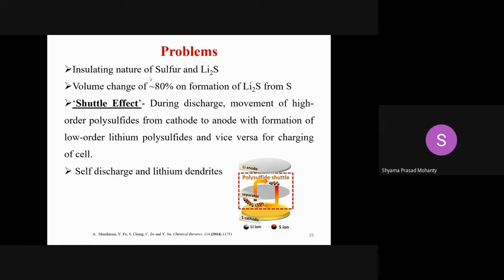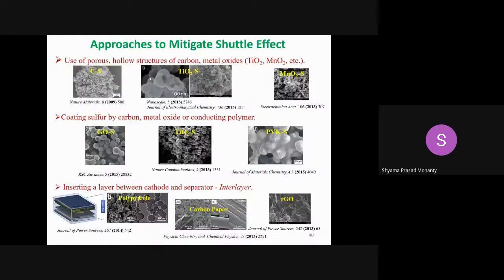Because of the shuttle effect, which I mentioned, the movement of these polysulfides, as compared to lithium ion cells or other cells, there is also some formation of lithium dendrites, but it is less, and it can also show self discharge. So there are several approaches in the literature to mitigate the shuttle effect. We can confine the sulfur in hollow structures, porous structures. We can coat the sulfur with carbon or some conducting polymer.